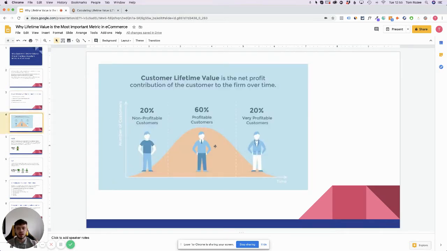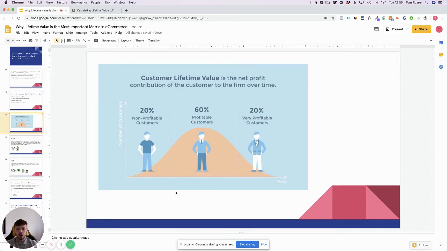Now, here's just a quick example from Kissmetrics on a customer lifetime and its net profit contributions of a customer to your company over time. So with a lifetime value of different customers, you're going to have non-profitable customers who might come to your store once every 12 to 24 months. You might have other customers who spend X amount and they come to your store frequently. And then you've got your really profitable customers who might order a large amount from you every time and frequently as well.